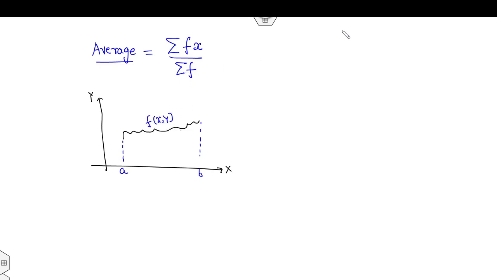And what is the meaning of the summation of f? You can discretize this domain or the strip into vertical strips, and then the denominator will represent the area of this region. What is the sum of this f? That is my area from a to b. I call this my region.